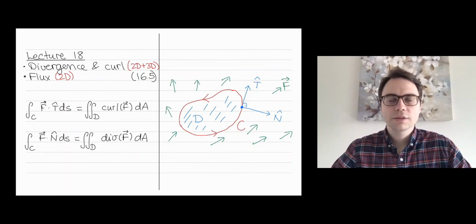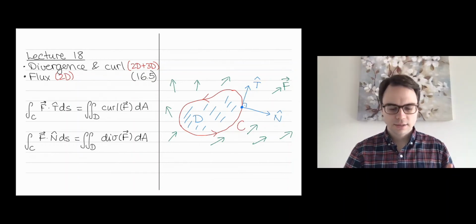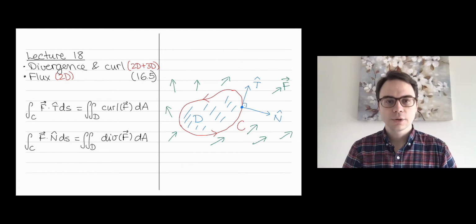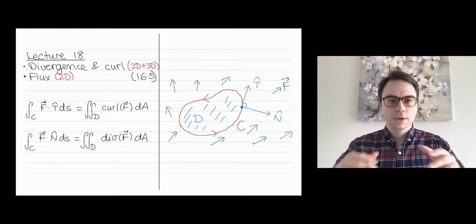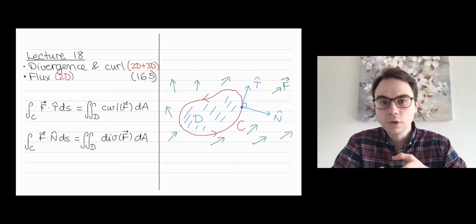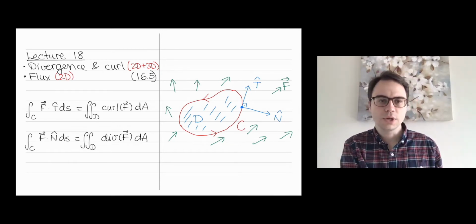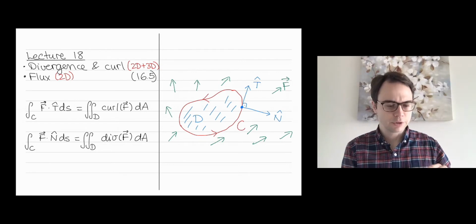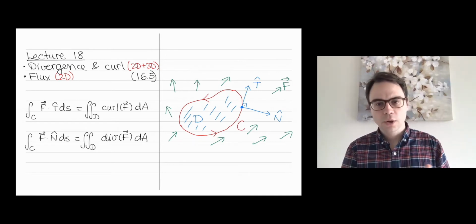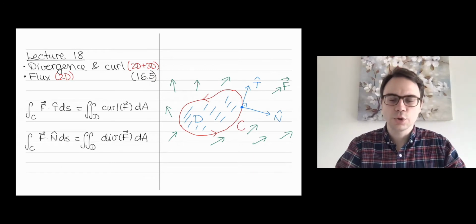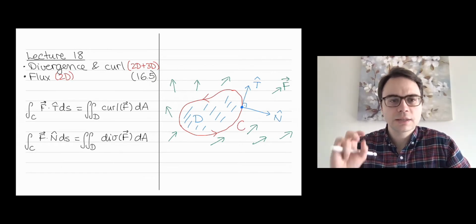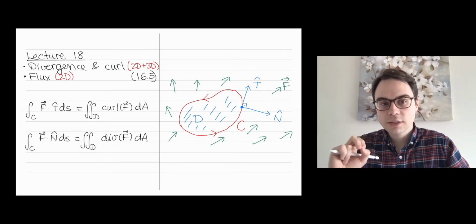Hi everybody, this is lecture 18 and today I'd like to wrap up the material for the second midterm. So I'll tell you about divergence and curl in 2D and 3D. Last time we learned about div and curl in 2D. Today I'll mention the 2D case again and show you what div and curl mean in 3D, and I will also explore flux in 2D.